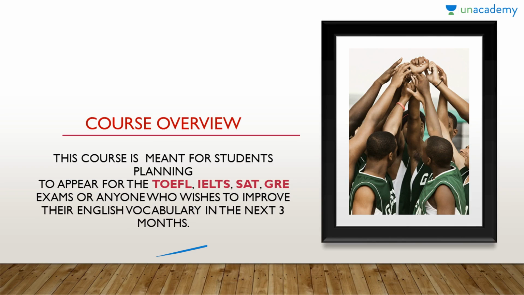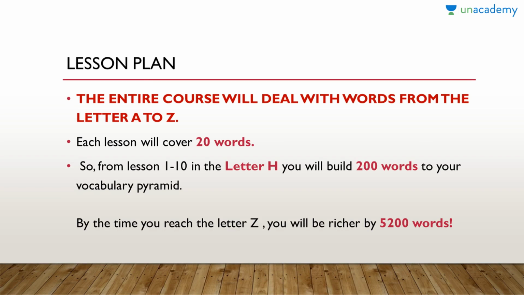Course Overview. This course is meant for students planning to appear for the TOEFL, IELTS, SAT, GRE exams or anyone who wishes to improve the English vocabulary in the next 3 months. Lesson plan. The entire course will deal with words from the letter A to Z. Each lesson will cover 20 words. So from lesson 1 to 10 in the letter H, you will build 200 words to your vocabulary pyramid. By the time you reach the letter Z, you will be richer by 5,200 words.